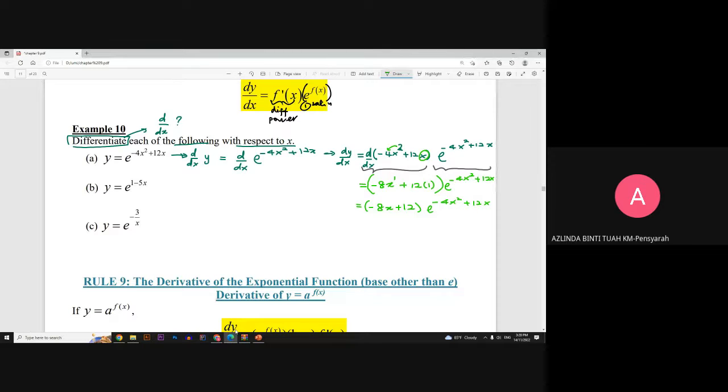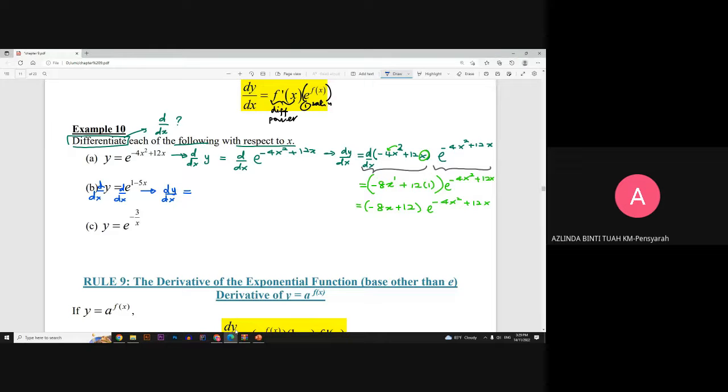Okay, example B. Y. So actually the question asks us to differentiate y and differentiate e to the power of 1 minus 5x. Okay, differentiate y respect to x. So since dia tidak ada variable x dekat kiri, jadi kita tak boleh nak buat apa-apa. So just copy back dy per dx.